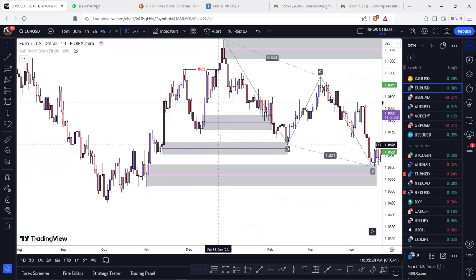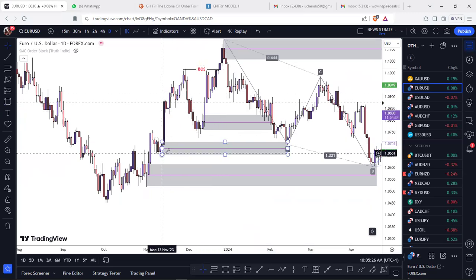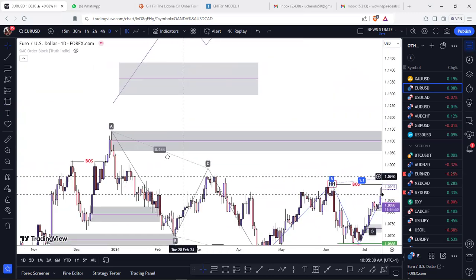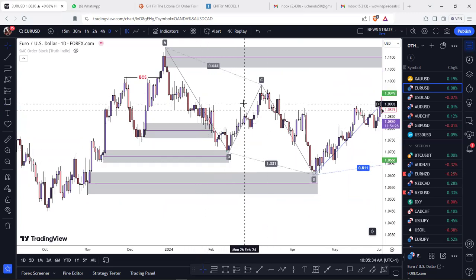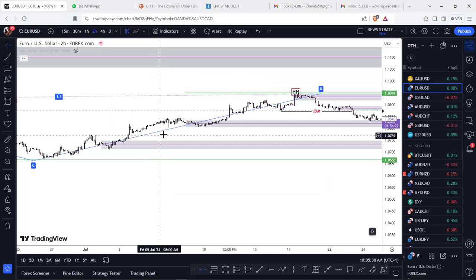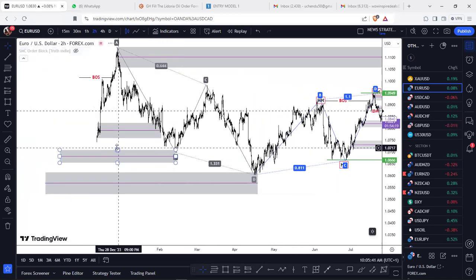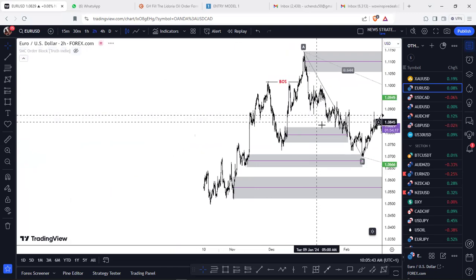And then the next step is to mark out all mitigated areas below that breakout structure, or above it for a bearish scenario. So you mark them out, and then you wait for price to come and react from them. Then you go to a lower time frame, say the 2-hour time frame, to wait for what? A 2-hour internal structure shift for you to either buy or sell.